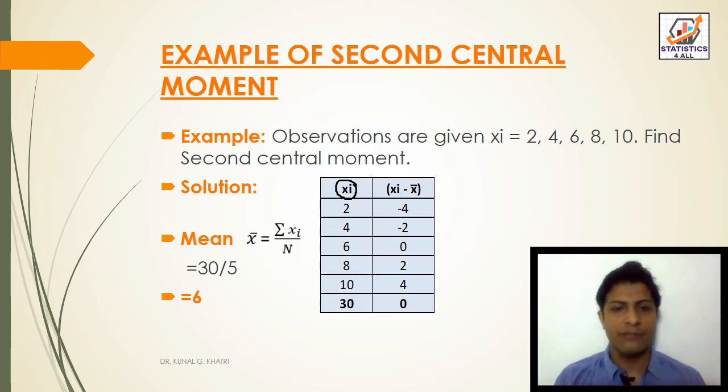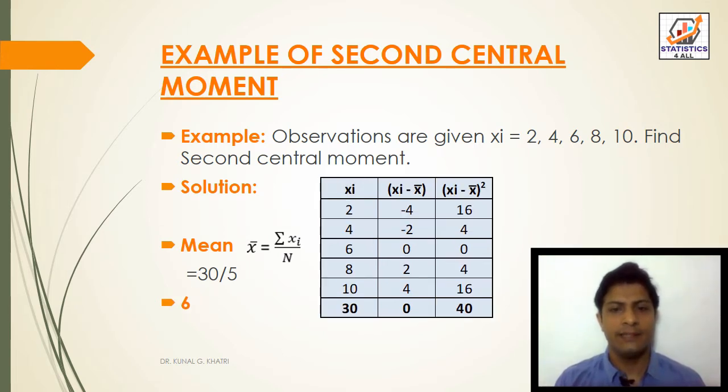First of all, we have to find the mean. Taking the total, we get sigma xi equal to 30. Now we have the formula x bar equal to sigma xi upon n. So 30 divided by 5, the mean is equal to 6.